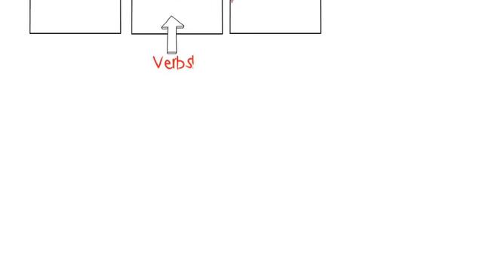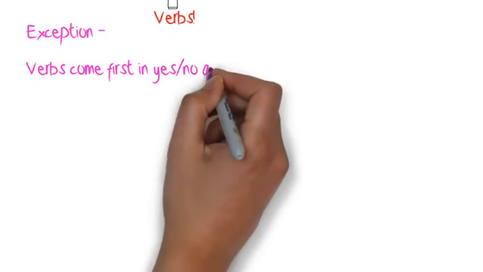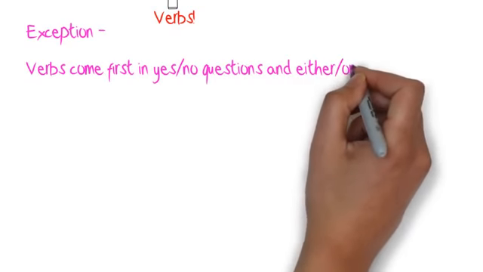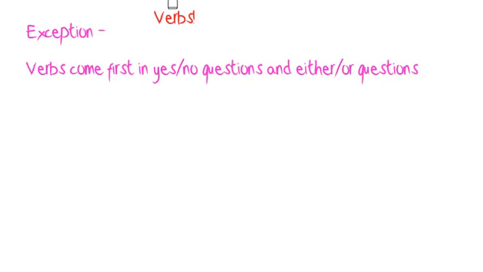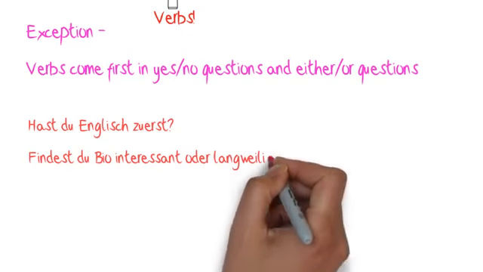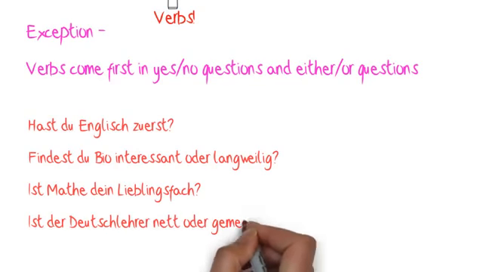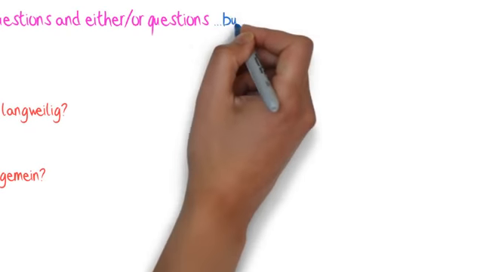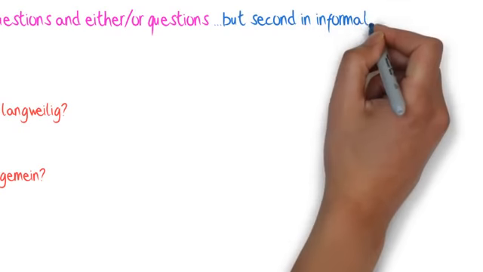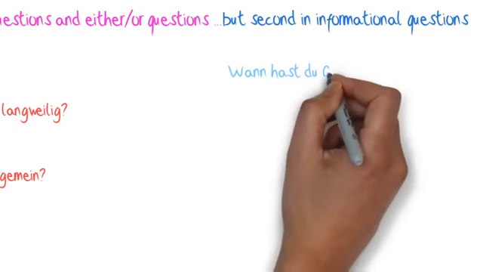Once more, just because it can never be repeated enough, notice that all of the words in the second box here are conjugated verbs. That's because verbs must always, always, always go second in German statements. The exception, of course, is that verbs must actually come first in yes or no questions and either or questions, as in these examples. Hast du Englisch zuerst? Findest du Bio interessant oder langweilig? Ist Mathe dein Lieblingsfach? Ist der Deutschlehrer nett oder gemein?